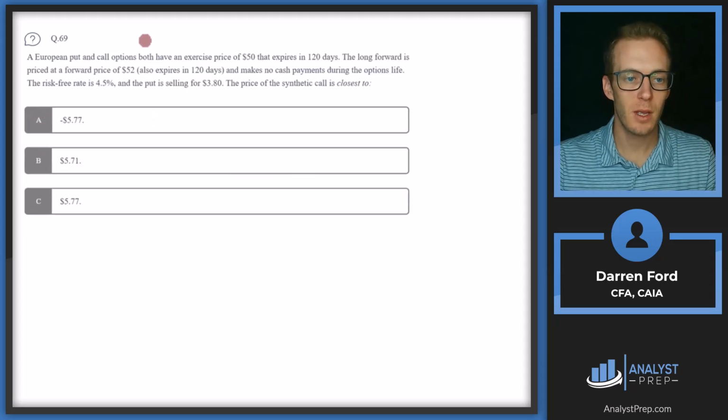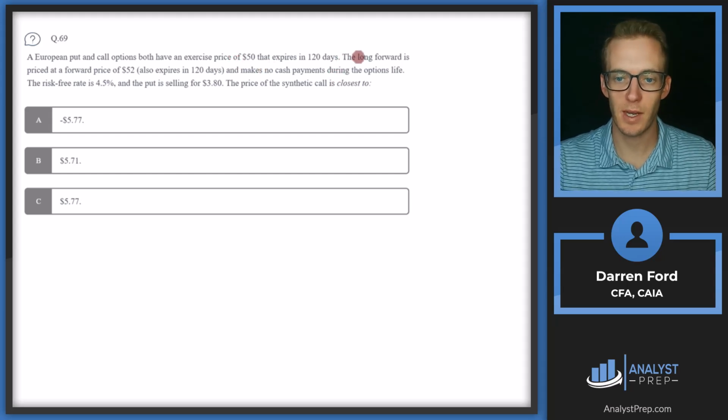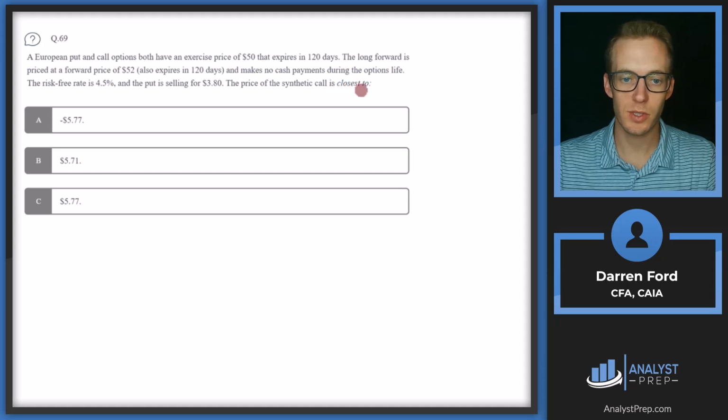Question 69. A European put and call option both have an exercise price of 50 that expires in 120 days. The long forward is priced at a forward price of 52, also expires in 120 days. It makes no cash payments during the option's life. The risk-free rate is 4.5%, and the put is selling for $3.8. The price of the synthetic call is closest to. So we're given all the variables here. We're going to be using our put call forward parity formula. We've got the put price, we have the risk-free rate, the forward price, and exercise price.